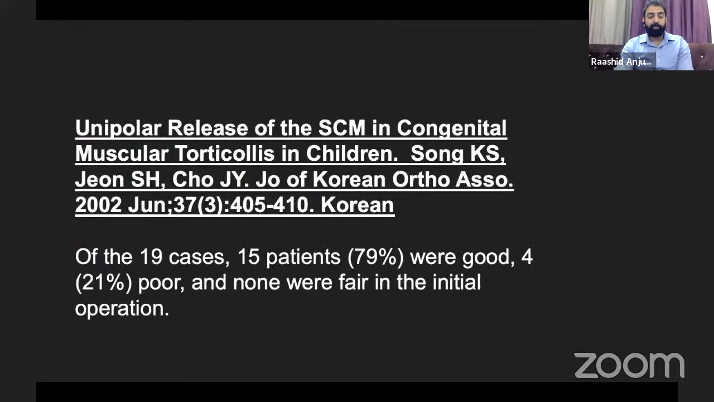Similarly, another study by Professor Song et al. from Korea, in which 19 cases had a unipolar release, of which 15 patients, almost 80%, had a good outcome and 4 had a poor outcome.